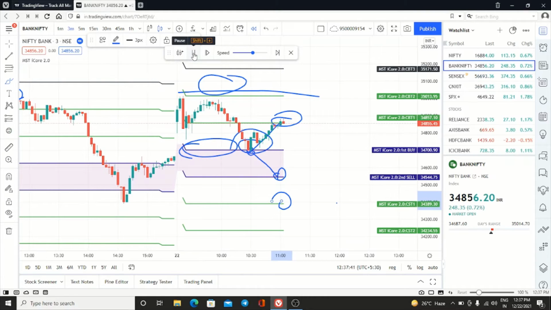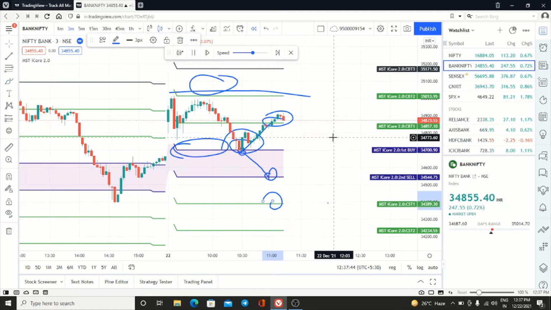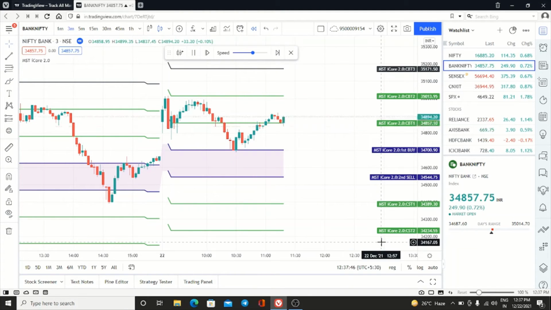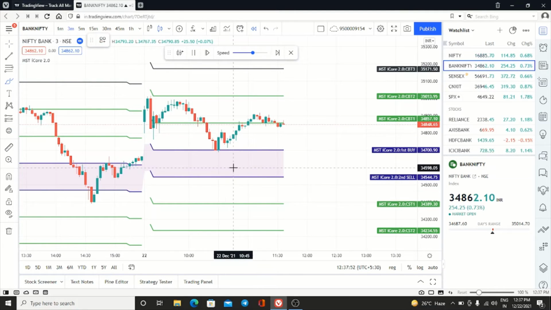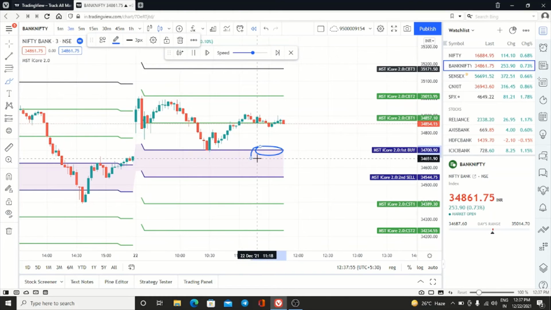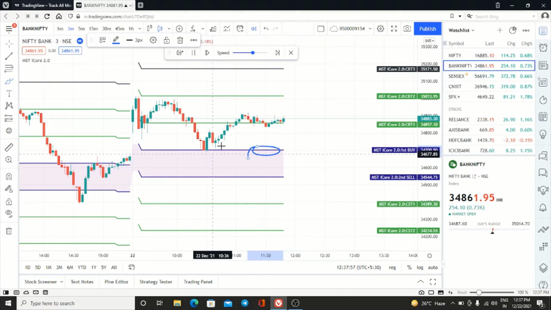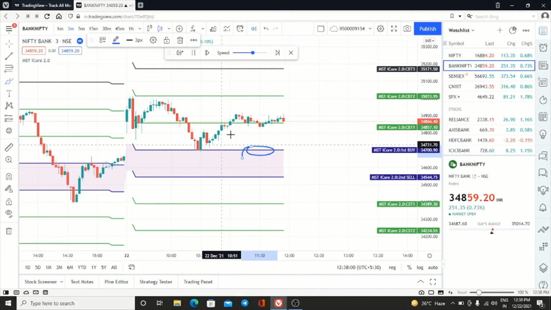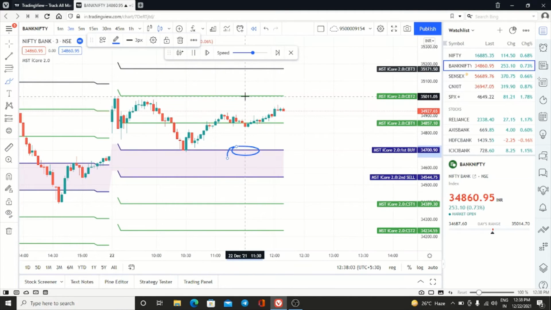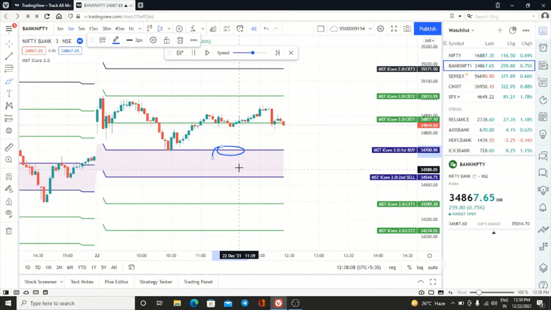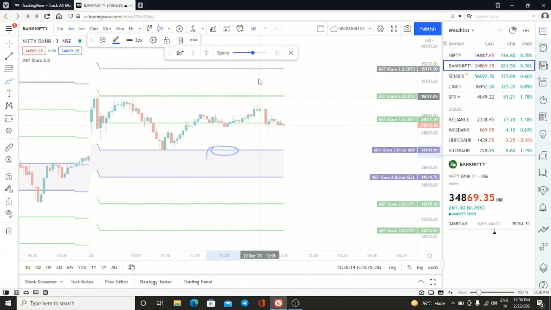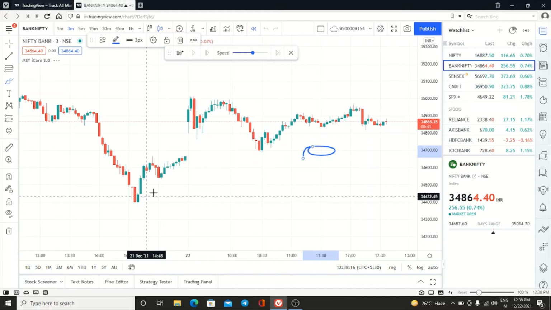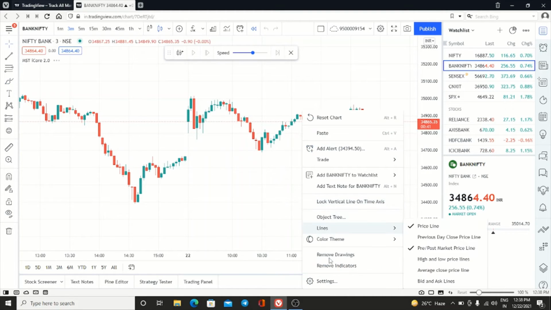Now I will replay once again. Where the market is going, whether we can get the second target or not, we will see. Once the first target is achieved, we have to compulsorily move the stop loss to cost. Suppose you have taken 3 lots: keep your stop loss here, book the first lot at the first target, the second lot at the second target, and the third lot at the third target. Once the first target is achieved, your stop loss should be cost to cost. Once the second target is achieved, the stop loss should be at the first target. Once the third target is achieved, your stop loss should be at the second target. This is how you have to keep trailing your stop loss.